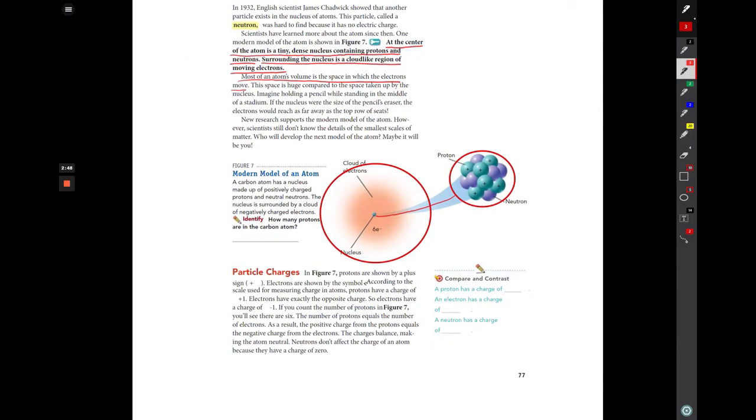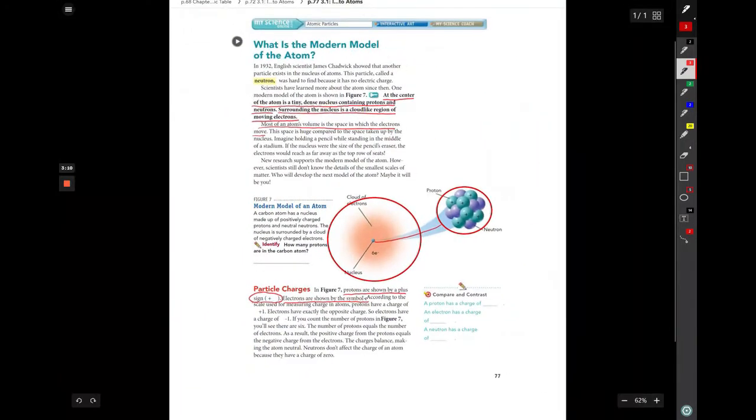All right, let's look at the charges that the different parts of the atom have. Protons are shown by a plus sign. That means they have a positive charge. Electrons are shown by the symbol E with a little negative sign. So it kind of looks like this, E with a negative. So protons are positive and electrons are negative.